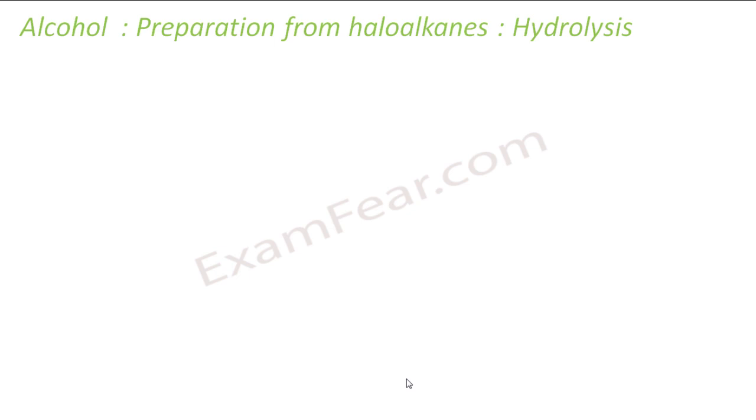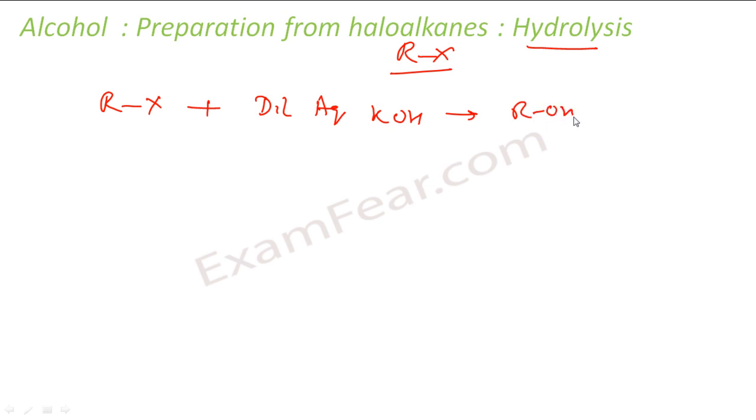So this is preparation from haloalkanes. Haloalkane we know is nothing but RX form. X can be fluorine, chlorine, bromine, anything. And we have seen this kind of reaction, hydrolysis. So we have something RX and we hydrolyze this with dilute aqueous KOH and you get ROH and KX. So here OH− is a very strong nucleophile.